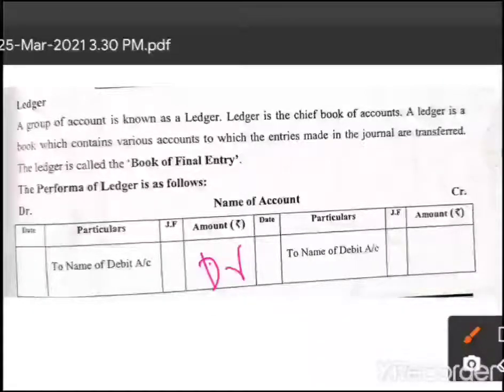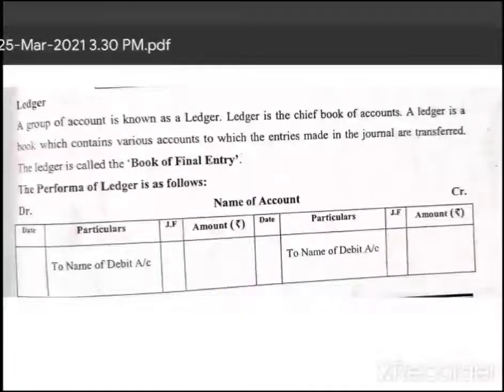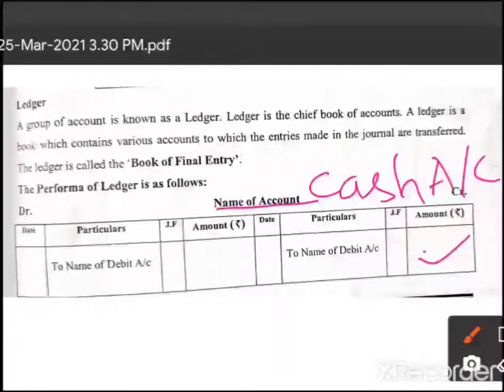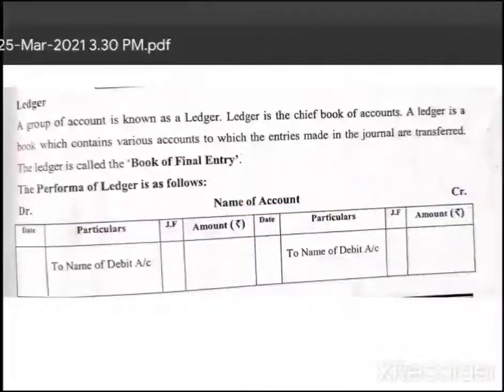And the next side, the right side, is the credit side. In the credit side, the date has to be mentioned, then the particulars, then the journal folio number, then the amount. Here we have to enter the amount. So this is the proforma of a ledger. In the name of the account you write cash account, or whatever be the kind of account. On the left side, the debit side, the debit amount has to be written, and on the right side, the credit amount. Now we'll see with an example.